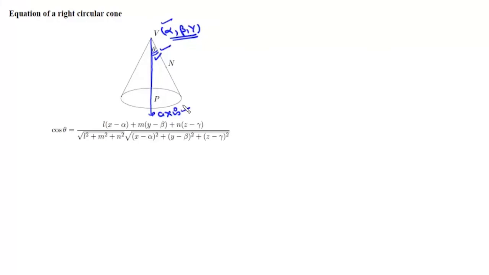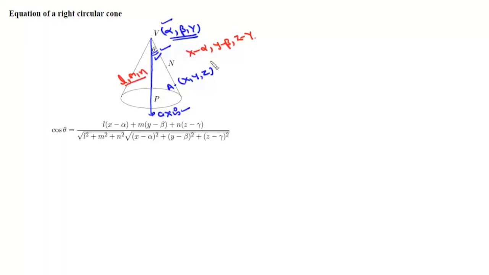Now we need to write the equation of a right circular cone. For this, we'll take a general point on the surface, say x, y and z, and call this point A. Now we can write the direction ratios of VA. The direction ratios of VA are x minus alpha, y minus beta and z minus gamma, and we'll also be given the equation of the axis or its direction ratios. Suppose the direction ratios of the axis are L, M and N.